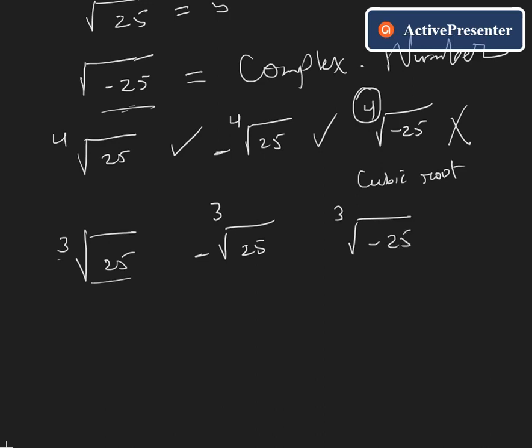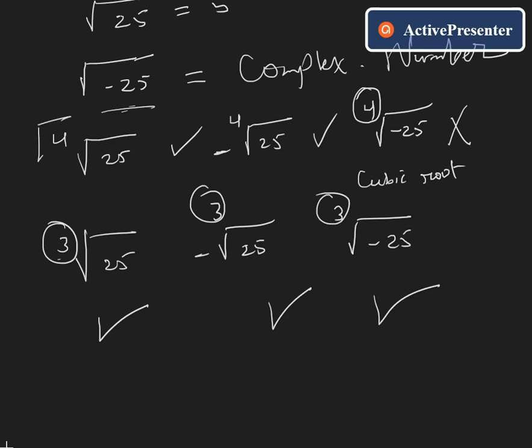Here the cubic root of 25, the cubic root of minus 25, minus the cubic root of 25. So here it is a real number, here it is a real number, here it is a real number. Since this is a positive odd index, you have no problem. However, if it is a positive even index, whenever the radicand inside the root is negative, it is not a real number, it is a complex number.